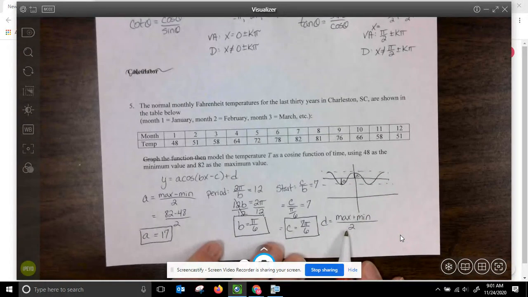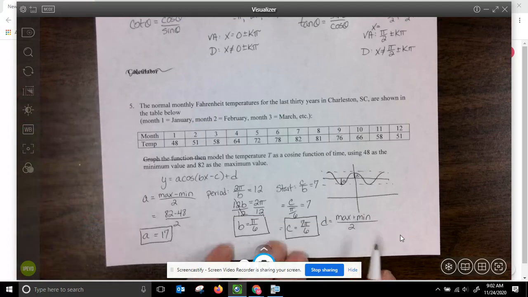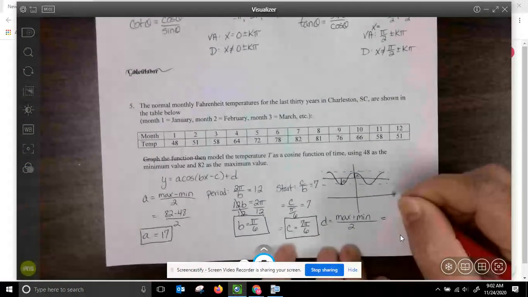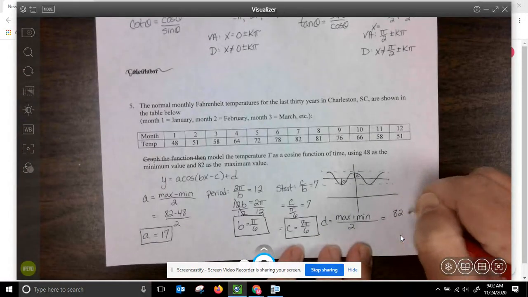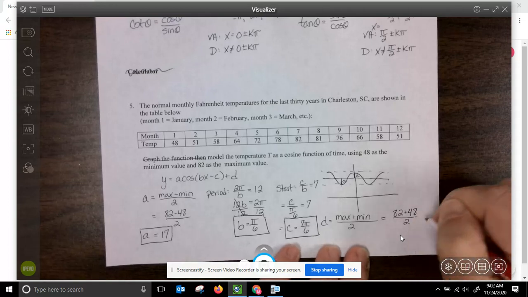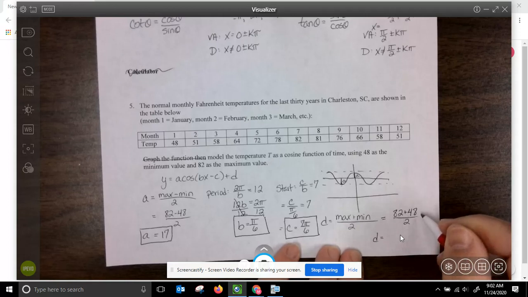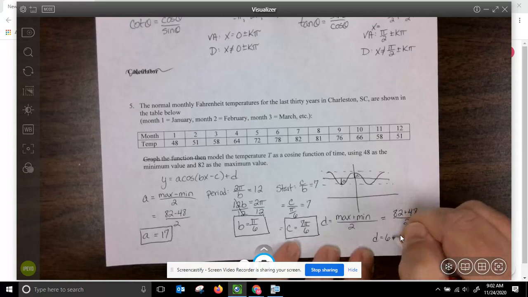And I like to use this one. The other two are just as easy, but I like to use this one just because it's so close to A. So usually when I do these on my own, these would be the first two things I would find. I'll say, okay, I know A is max minus min divided by 2, and I know D is max plus min divided by 2. Those would be the first two that I would find typically. But in this case, we'll have 82 plus 48 divided by 2, and that would be my D. Well, 82 plus 48 is 130. 130 divided by 2 is 65.